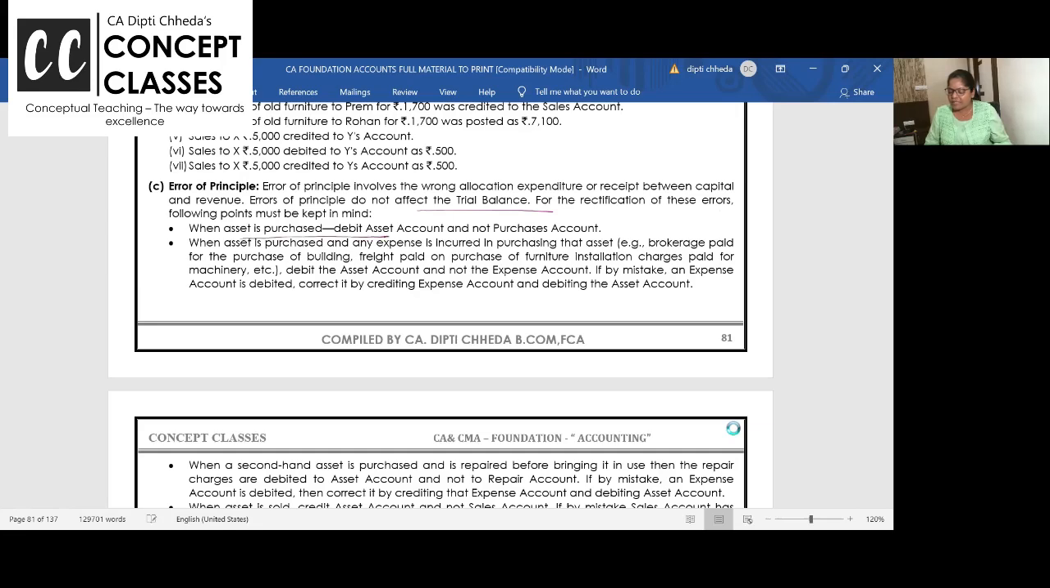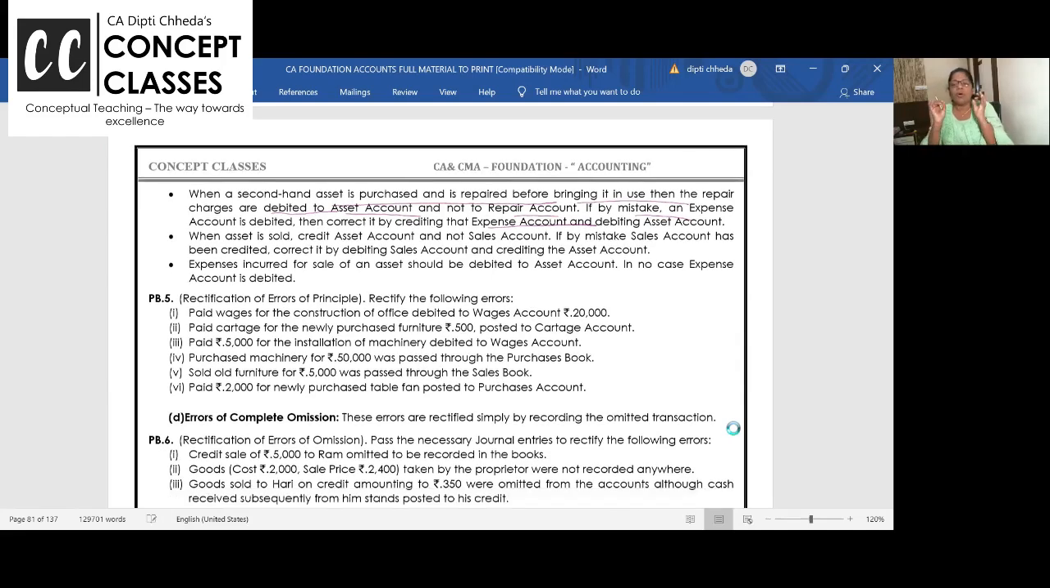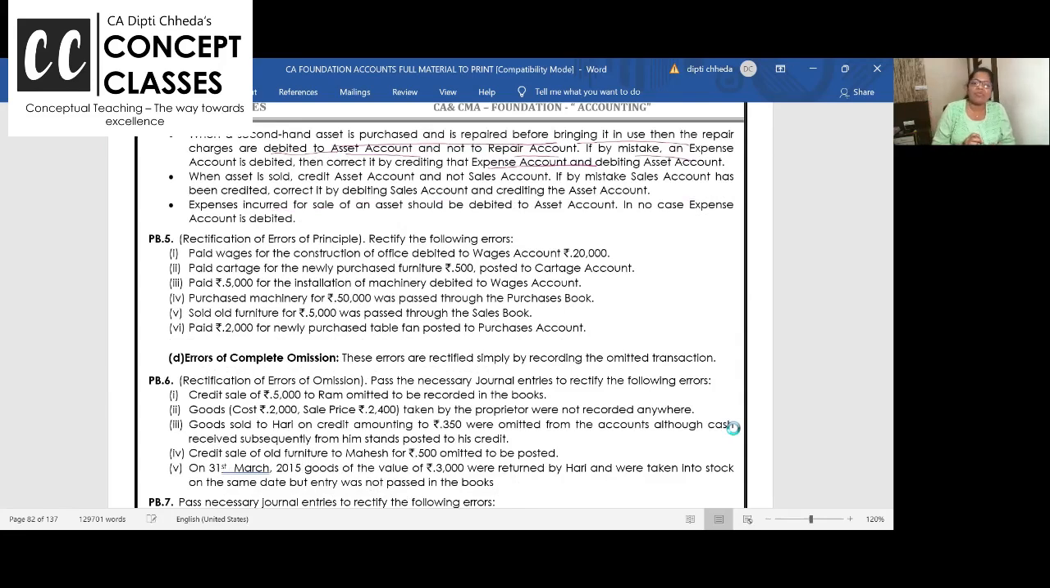When an asset is purchased, instead of debiting the asset, you have debited the purchase account. Okay. When a second-hand asset is purchased and repaired before bringing it, repairs are debited to asset account and not to repair account. If by mistake you debited it to the expense account, then it's wrong, no? Like normally you debit wages to wages account. But if you have paid wages to bring the computers into your office, you have to add this to the computers. I want all of you to remember, every error of principle is also called a compensating error.